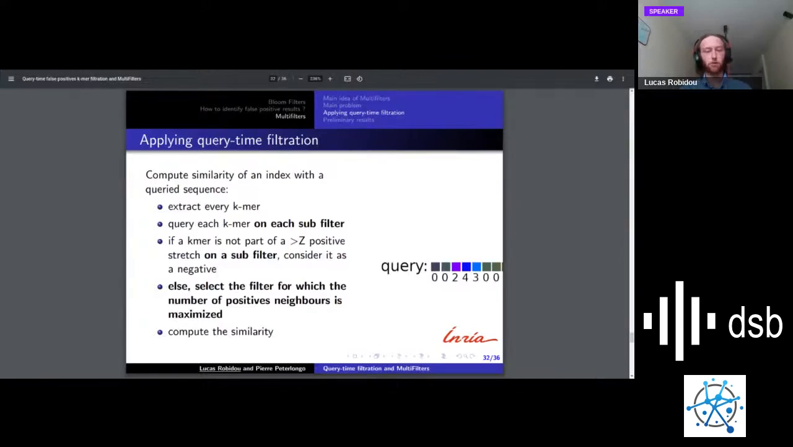Else, you might end up having a conflict between two sub-Bloom filters. Two sub-Bloom filters might say, okay, I just saw that kmer. So you have to choose between both. And the way to choose is to select the filter for which the highest stretch is maximized. And then you can compute the similarity with the abundance.